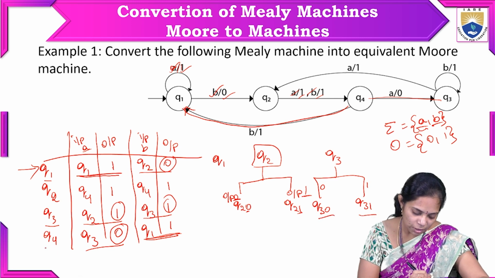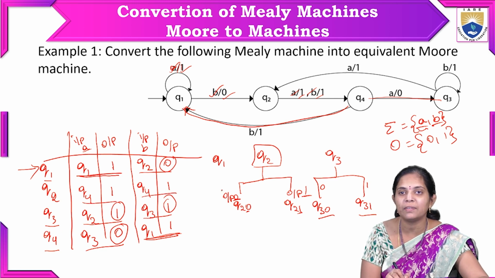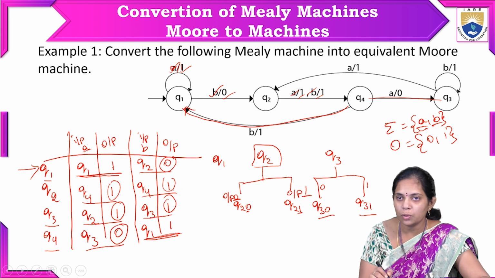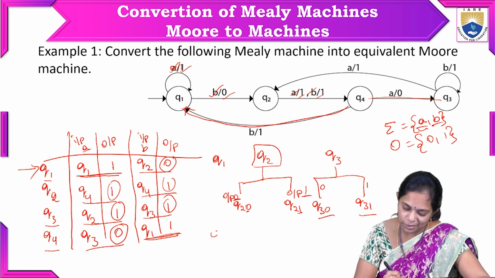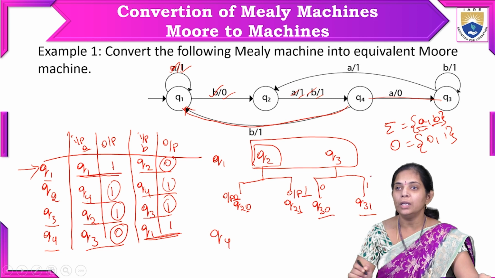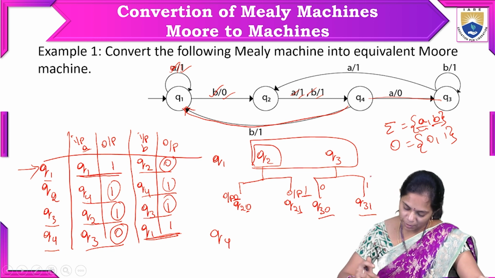And let's check for the next state, Q4. Q4 is having 1 as an output, and here also Q4 is having 1 as an output, no other remaining. So we have finished this. Q4 is having the same output, so no need to split that one. So only two states we have to split. What are those? Q2 and Q3.